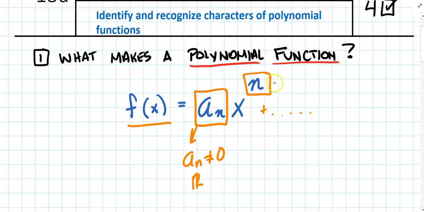This part up here, this n, these are our exponents, and these have to be positive integers. And the way that we describe positive integers is this funny looking Z, and we put a little plus sign. So this is what defines a polynomial function. The first part, our leading coefficient, has to be any real number that's not a 0, and our exponent part has to be any positive integer. As long as those two criteria are met, then we can start talking about polynomial functions.